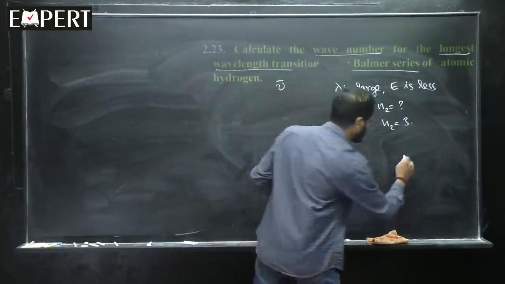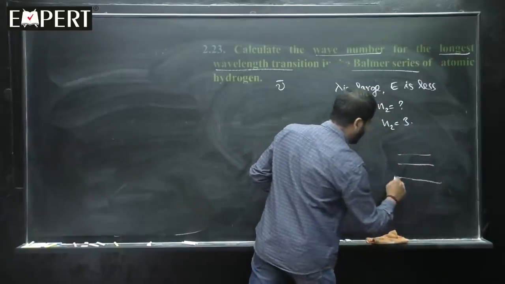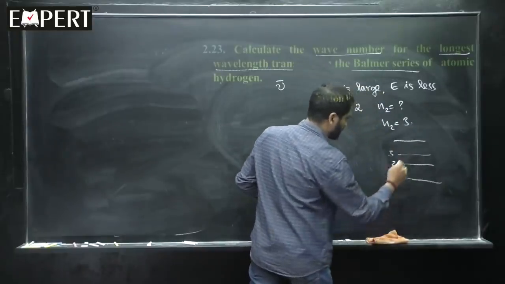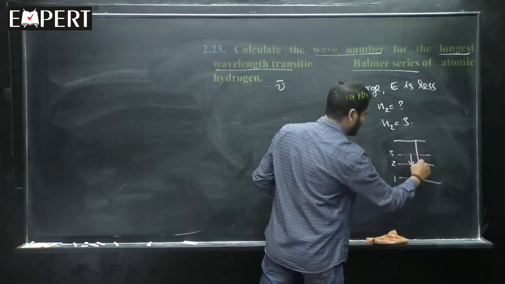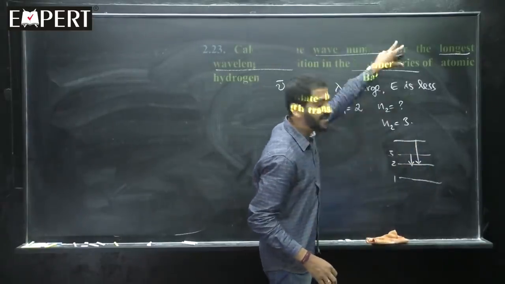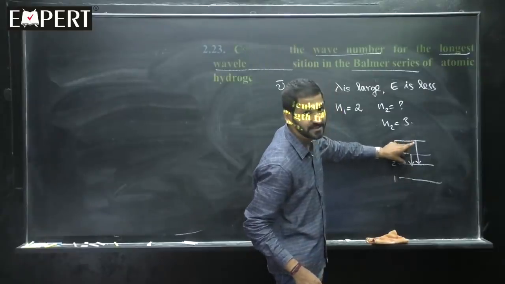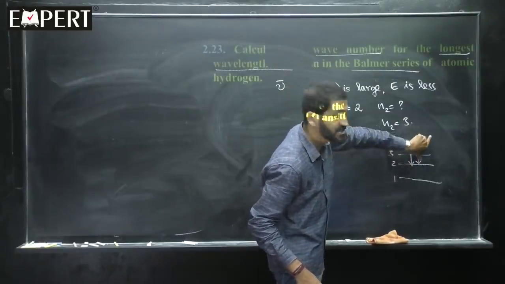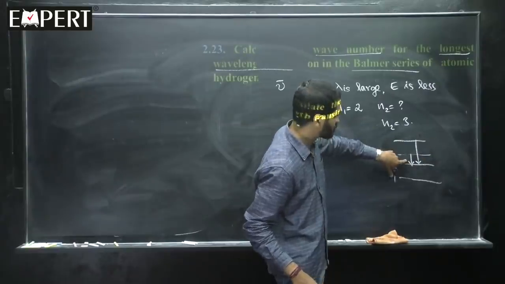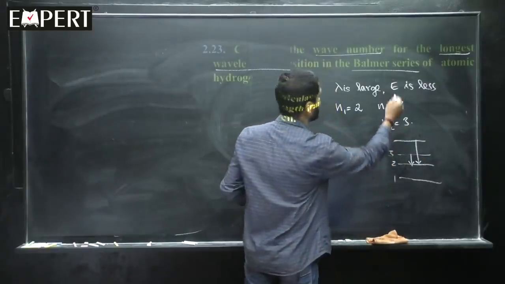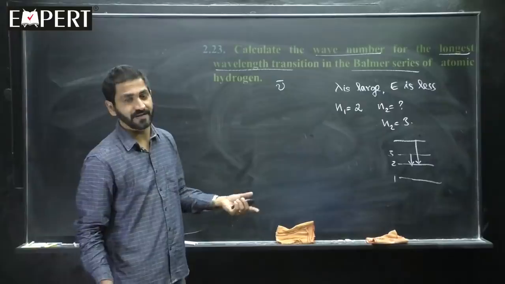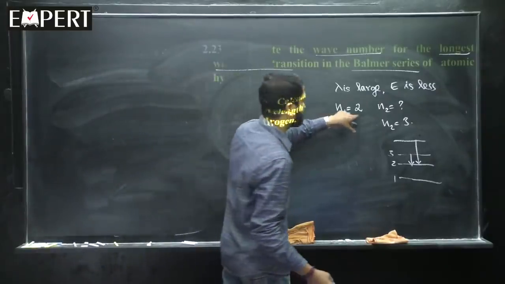Understood? If you remember Balmer series, 1, 2, 3, 4, correct? Balmer series is this and others, the ones that are coming. So, this one is having shortest energy, this is having highest energy. So, this will have shortest wavelength, but they have asked for longest wavelength, which is when energy is less. So, we got the value of N1, we got the value of N2.